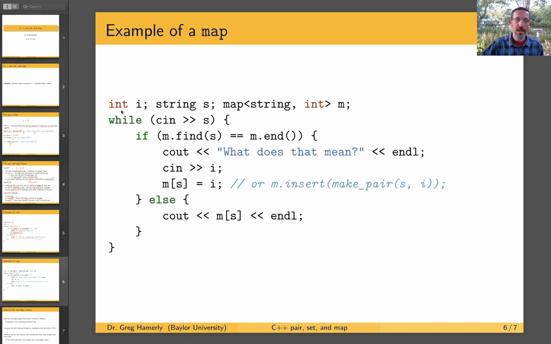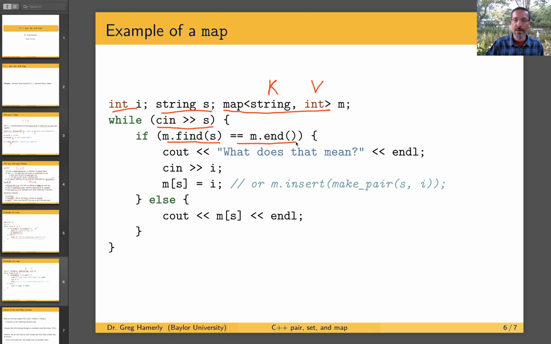Suppose we have an integer I, a string S, and a map which goes from string to int. So the key is a string, and the value is an integer. M is a map which stores a bunch of unique strings, each of which has an associated value, which does not need to be unique. And notice that it's going to read in a string and look up that string. We only look up by key, not value.